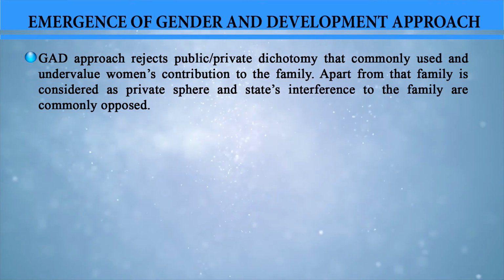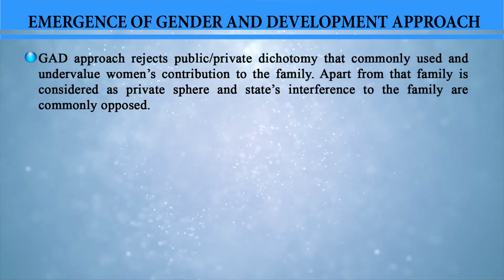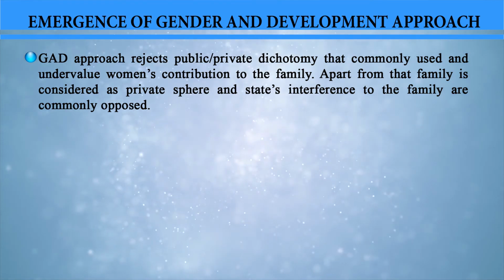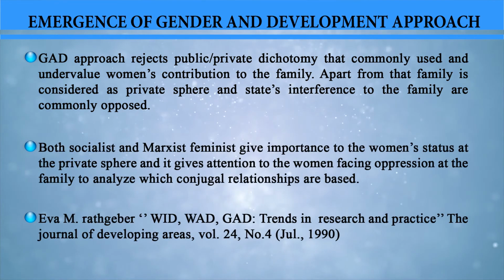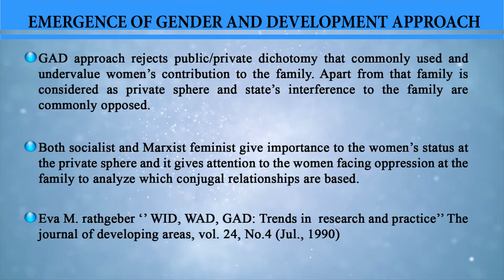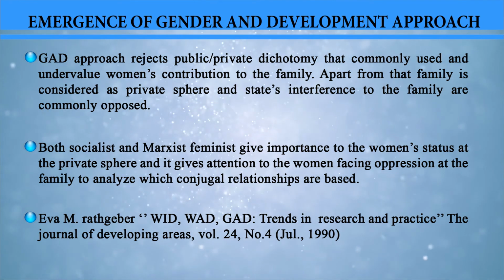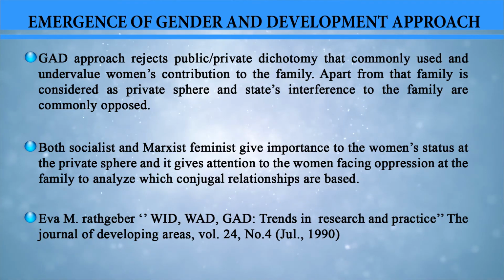Apart from that, the family is considered a private sphere, and state interference in the family is commonly opposed. Both socialist and Marxist feminists give importance to women's status in the private sphere and give attention to women facing oppression in the family, to analyze the conjugal relationships on which it is based.